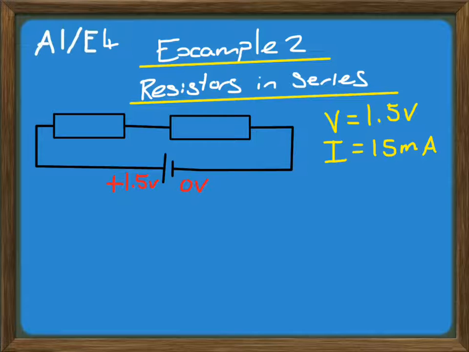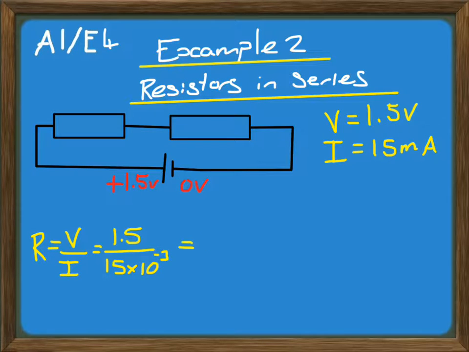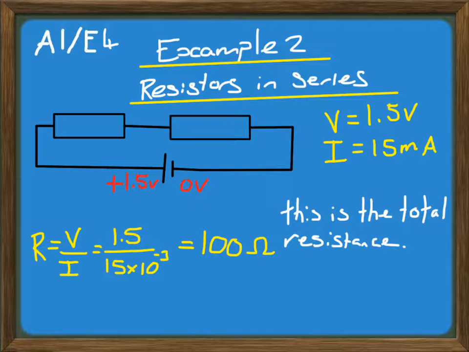If we now substitute those values in, we end up with 1.5 divided by 15 times 10 to the minus 3, and that gives us 100 ohms. And this is the total resistance. Therefore, for resistors in series, we simply add the resistance of both of our resistors together.